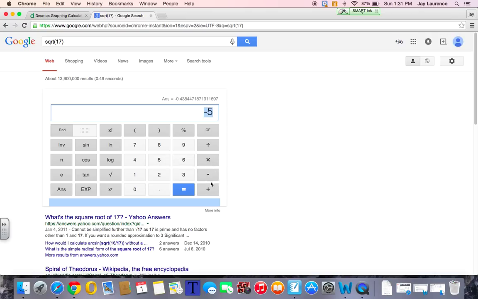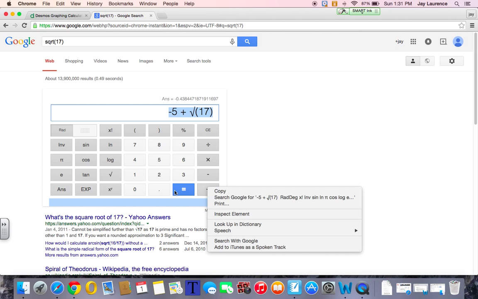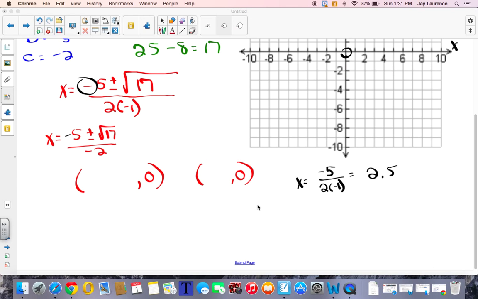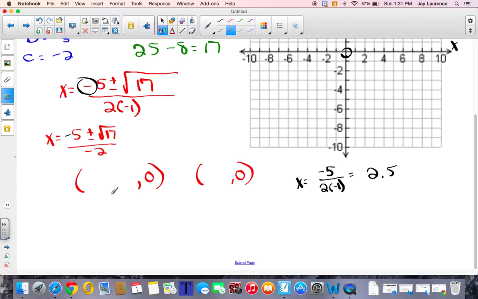-5 plus square root of 17. And then I'm going to divide that by -2. And I get 44 hundredths, the positive version of it, didn't I? Yeah, there we go. That looks a lot better. Okay, so I'm going to get 44 hundredths, which is going to be right there.